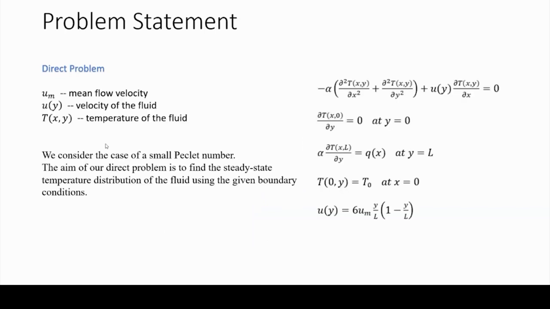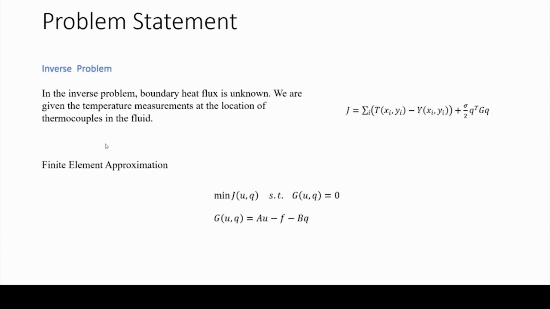In the direct problem, we are given the boundary conditions and the governing equations through which we have to solve for T, that is, the temperature of the fluid. We consider the case of small Péclet number, and the aim of our direct problem is to find the steady state temperature distribution of the fluid using the given boundary conditions.